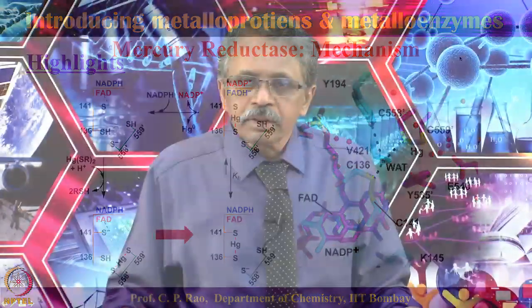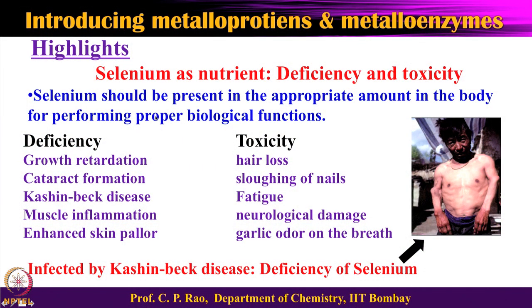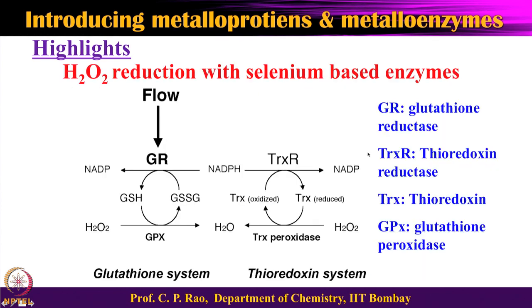Okay, the last part of the highlights is on selenium. Selenium is present in the body only as selenocysteine and no other form, no direct enzyme, but this itself is involved in some of the enzymes. Selenium is one of the important micronutrients, with both deficiency and toxicity. You can see diseases like Keshan-Beck disease. This can create growth retardation, cataract formation, Keshan-Beck disease, muscle inflammation, enhanced skin pallor, many kinds of things.